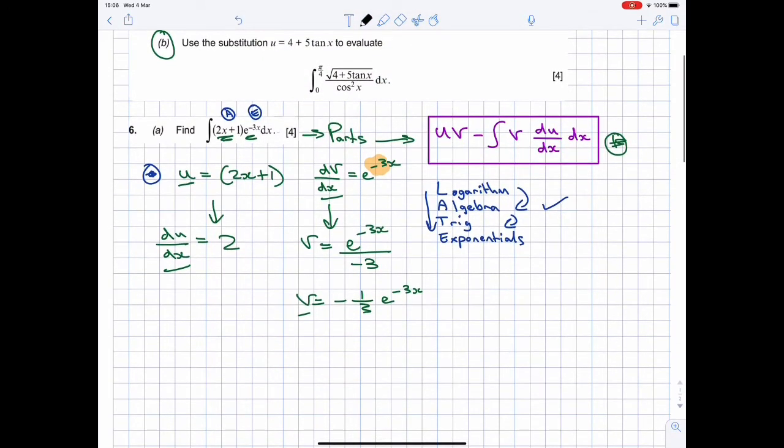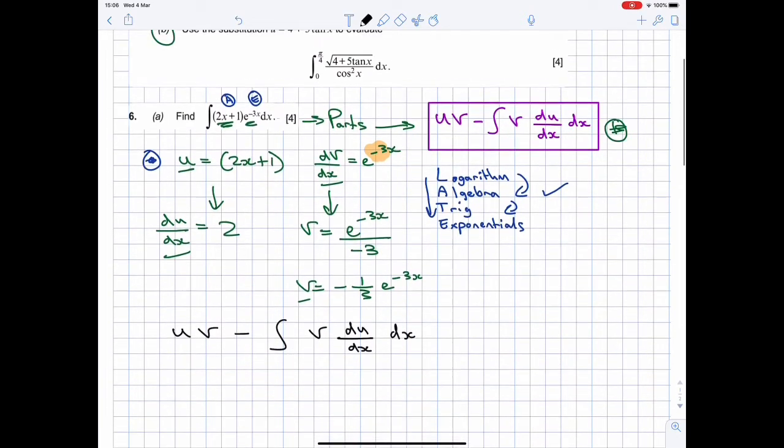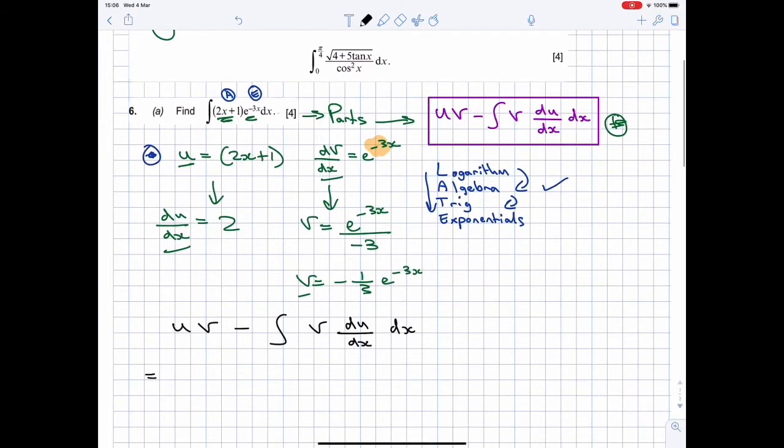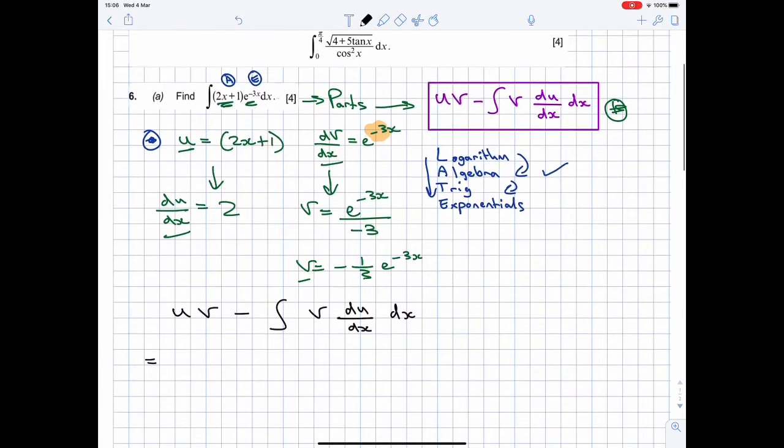Now, I'm just going to write this down again. We've got uv minus the integral of v times du by dx, with respect to dx. And now it's very simple. All we're going to do is substitute our components into this formula. Once we do that, we're first going to look at the letter u, and we know that that is 2x plus 1.